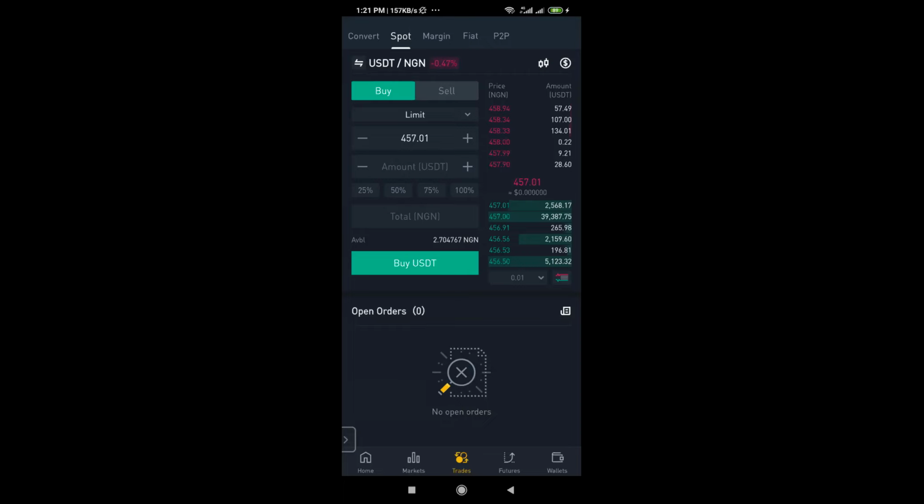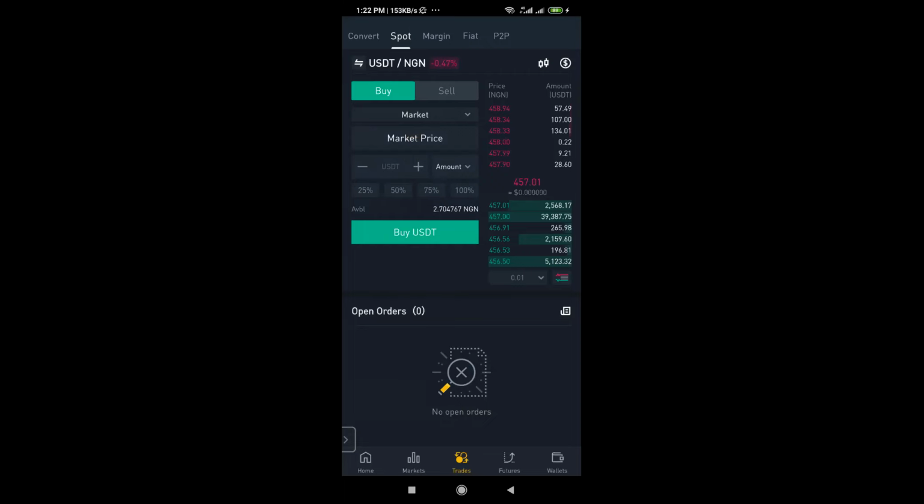For instance, if I deposited 2,000 Naira to my Binance account, it means that 2,000 Naira can get me $3, or is it 4? Yeah, and get me $4. You get. So I can even decide to not hold my money in Naira. I can decide to hold my money in USDT. Okay. So if I buy this USDT, let me use a market order. Market order means I want to buy at the price right now that the market is selling, which is 457.